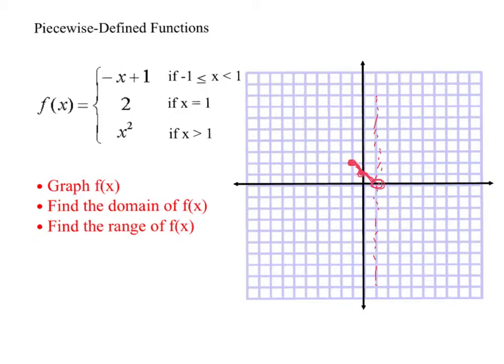Okay. And I may just really quickly erase some of this. Next, at 1, the function just takes on a value of 2. So for that one spot, we just take on a value of 2 like that. Closed circle. And past that, we take on a value of x squared.